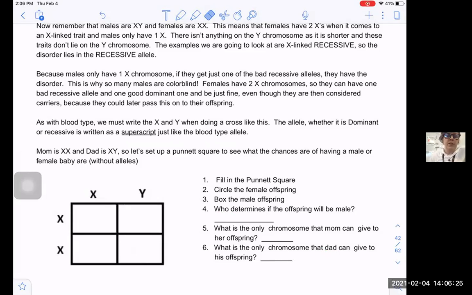Okay, so before we start adding superscripts, I just want to do a quick Punnett square to show the chances of having a male or a female baby. So we're going to do this one first without any alleles. What I have set up here is just a Punnett square showing the male, dad, on top with his sex chromosomes and mom on the side. You're just going to fill this in like you normally do, to see what are the chances of having a male or a female any given time that a man and a woman have a baby. So if you fill it in, you'll see.